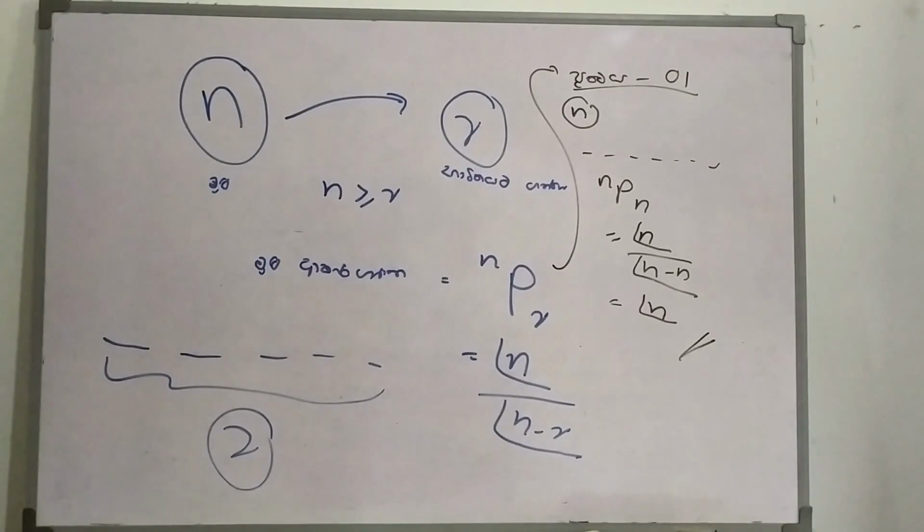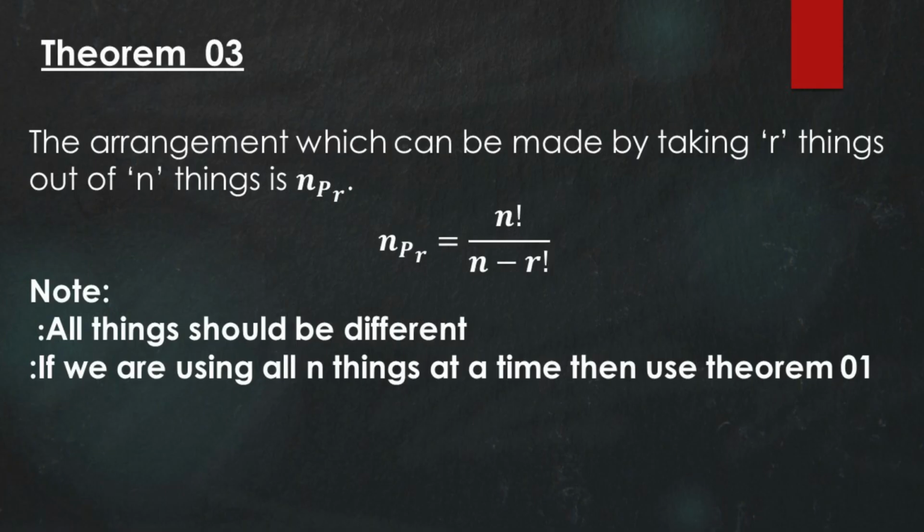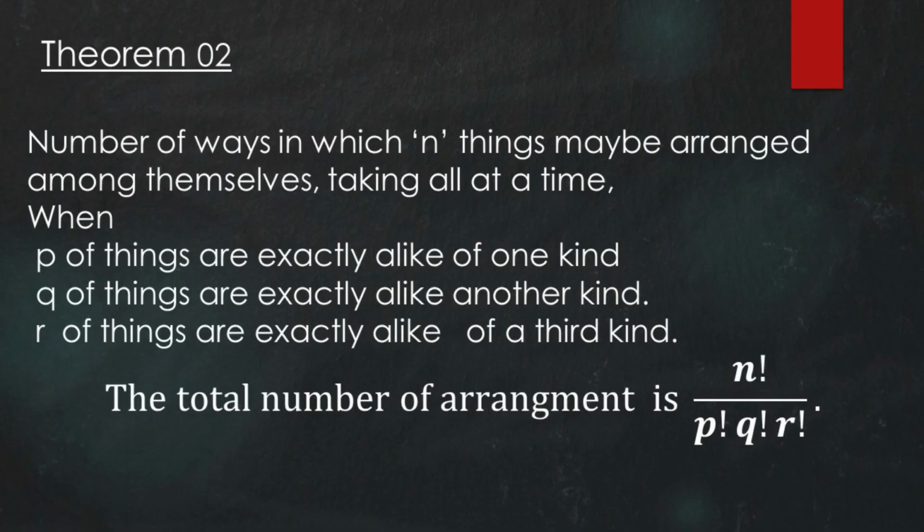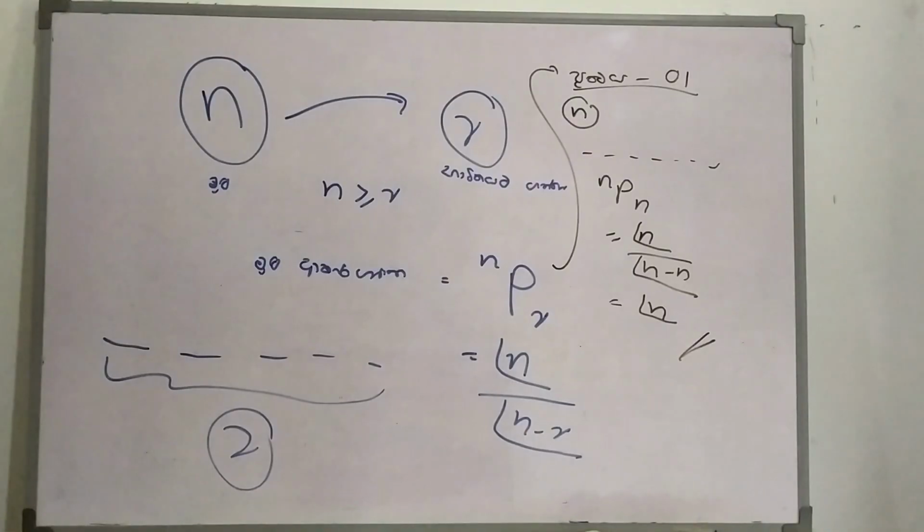The main one is the third, but the other important thing is that we can't derive the second theorem using the third theorem, because in the second theorem we have same elements, but here all things should be different. If you are using all n things at a time, use theorem number 1. Note number 1 is that all things should be different. That is why we cannot prove the second theorem using the third theorem. In the second theorem, p, q, r are the same.